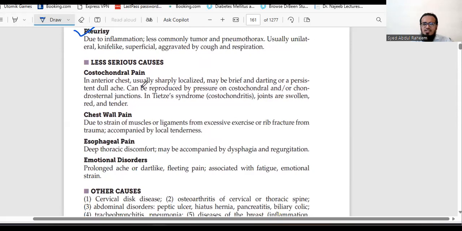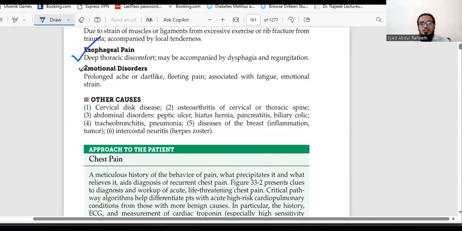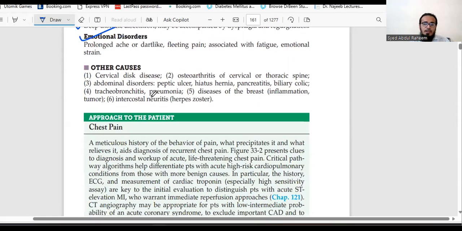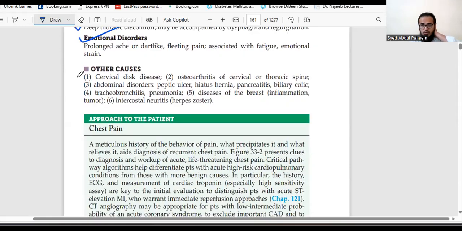And among less serious issues, we have costochondral pain, meaning pain in the muscles between the ribs, which help with inspiration and expiration, okay, or esophageal pain, or emotional disorders also, which lead to chest pain, okay. And we have other causes also: cervical issues or cervical osteoarthritis, or abdominal issues like peptic ulcer, hernia, pancreatitis, biliary colic, okay, tracheobronchitis, pneumonia, or in females, breast issues, intercostal neuritis. Okay, so these are the other causes which lead to chest pain.